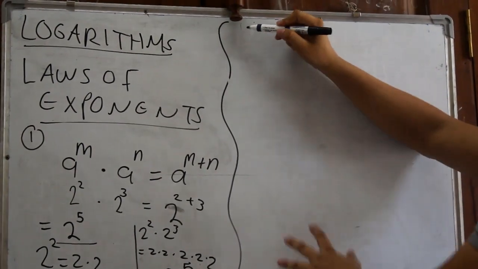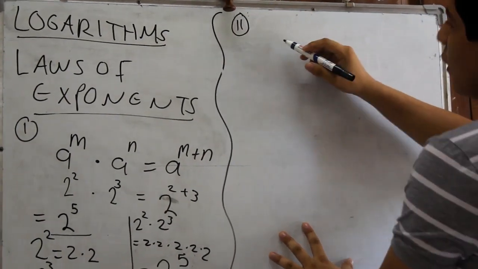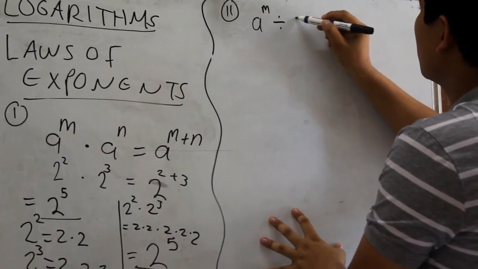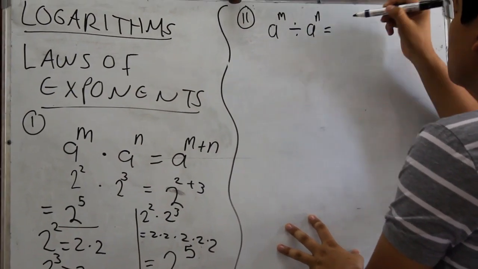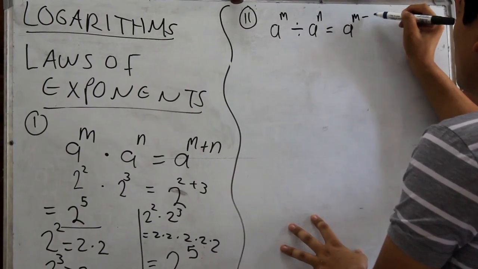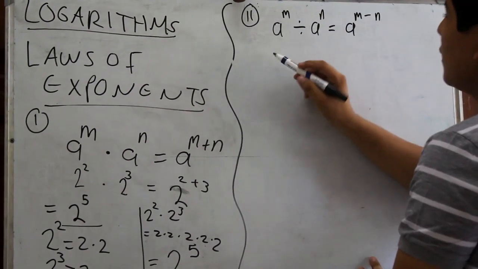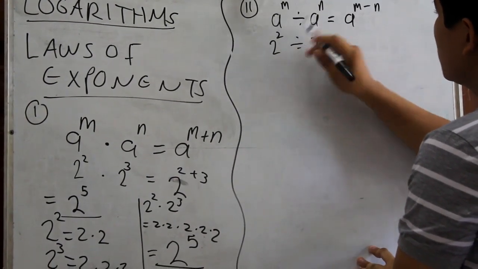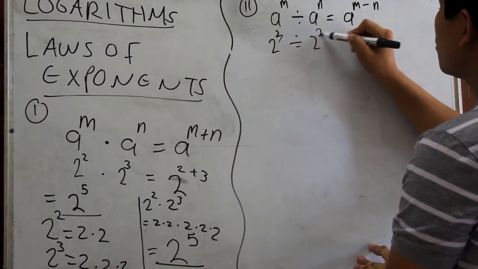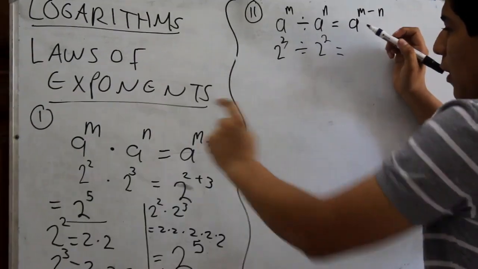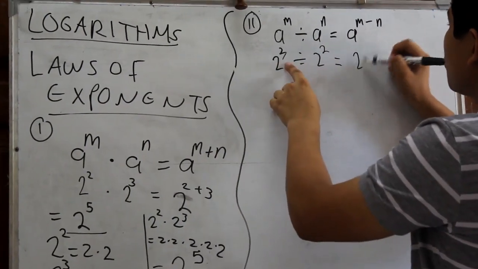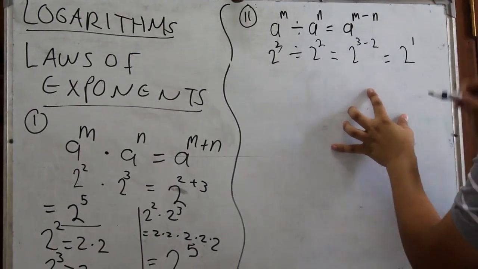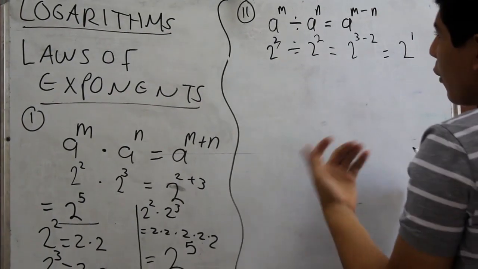Our second rule, guys, says like this: if I have a^m divided by a^n, my answer is going to be a^(m-n). Now this can be proved by this. Let's say I have 2^3 divided by 2^2. According to the rule here, my answer is going to be 2^(3-2), which is going to be 2^1. 3 minus 2 is 1. But how can we prove it?